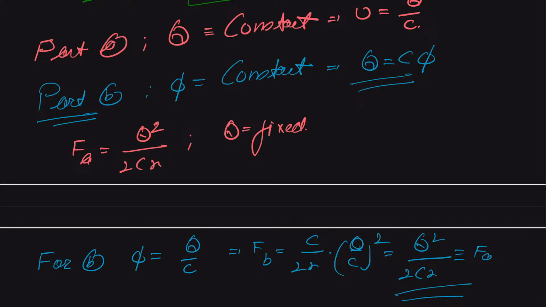Okay. So we got the value of forces in part A as well as part B. And we have to remember in part A, it was an isolated system, so the charge Q was constant. And in part B, now the plates of the capacitor were connected to the battery. So in that case, our potential, that is phi, was constant.